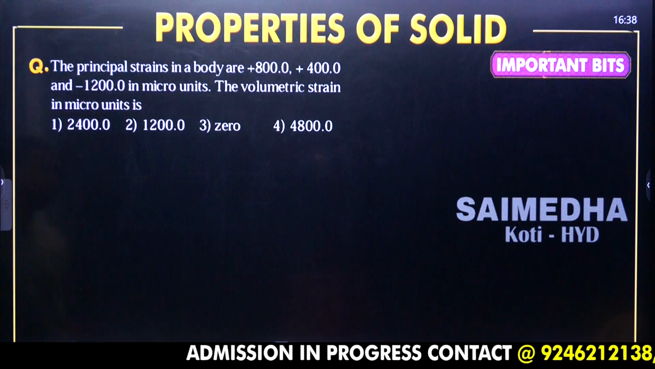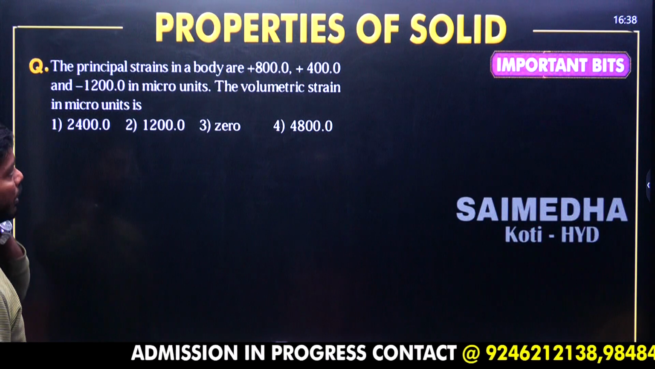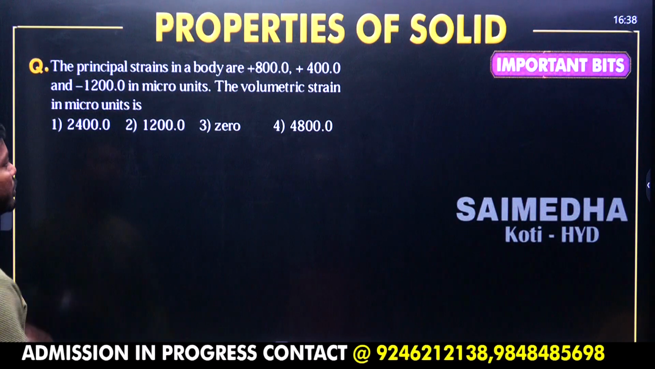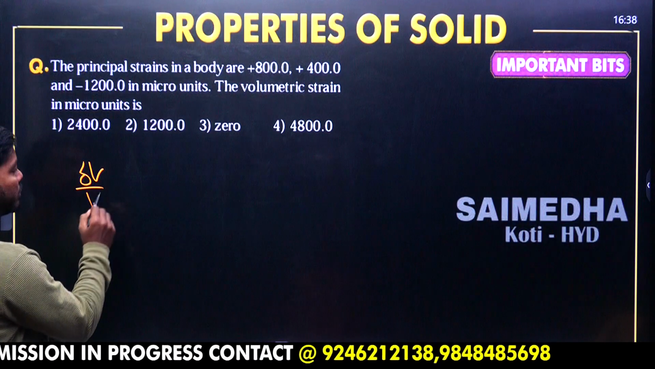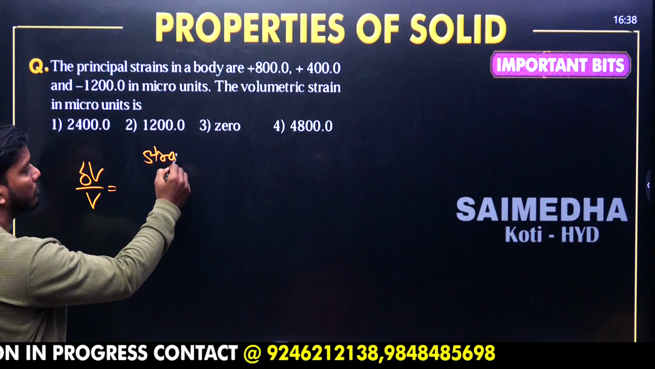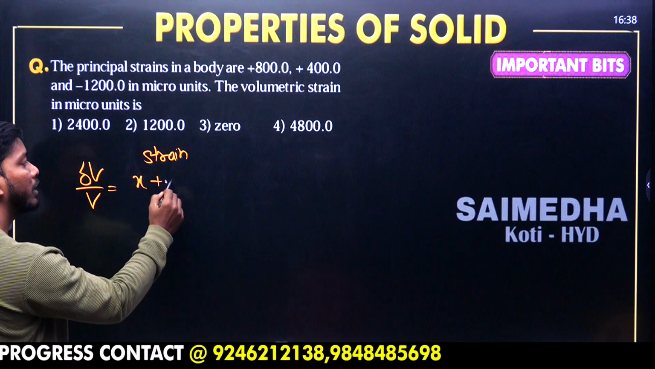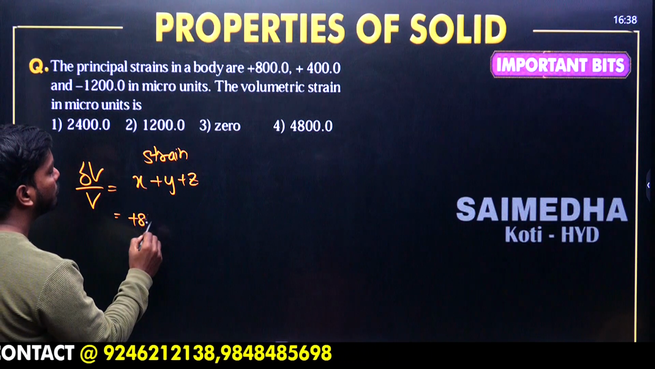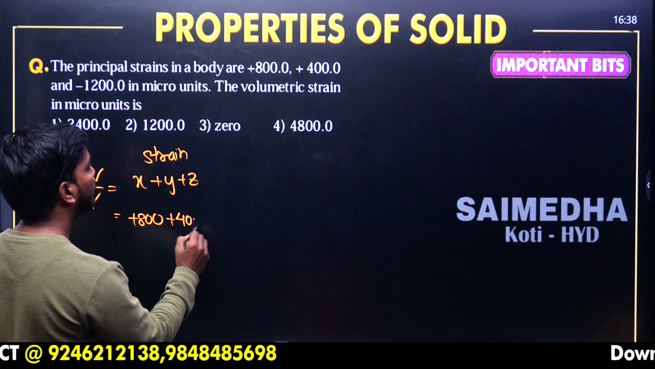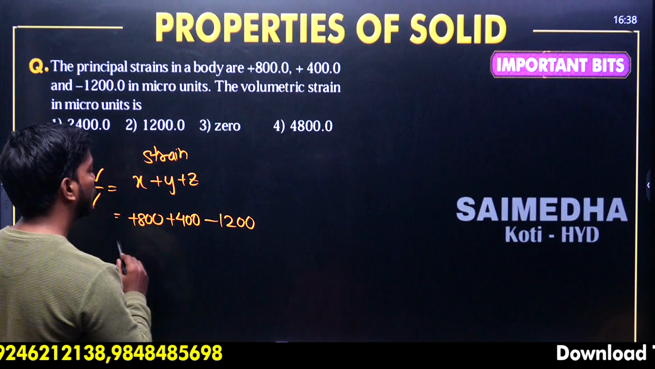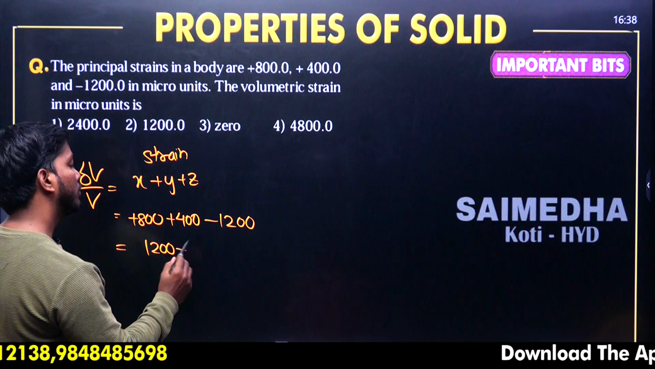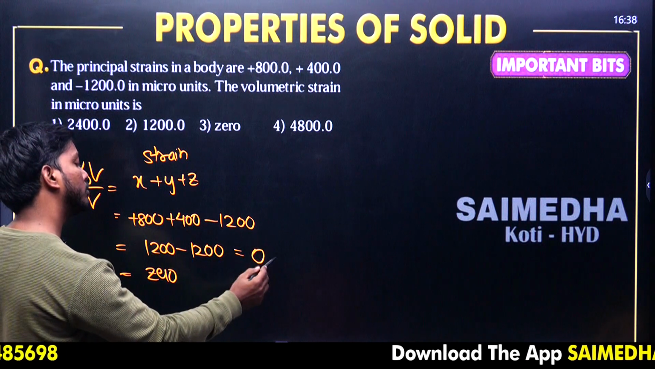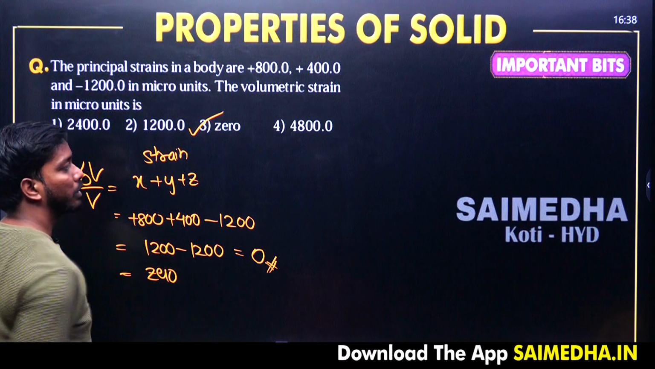Next, the final question. Strain values are 800, 400 positive, and one negative, in micro. The volumetric strain, I told you, is the strain x plus y plus z. Let's say x is 800, the second direction 400, and the third direction minus 1200. So this is plus 1200 minus 1200. What is the final answer? 0. 0 is the correct answer.